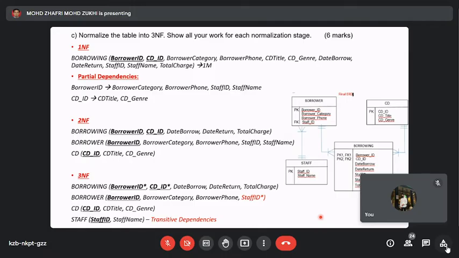Okay, so that is the full answer. That is how you can answer the normalization question. The structure of the question is usually the same. Now we try to take a look at the second example.